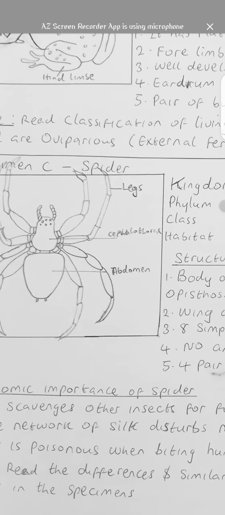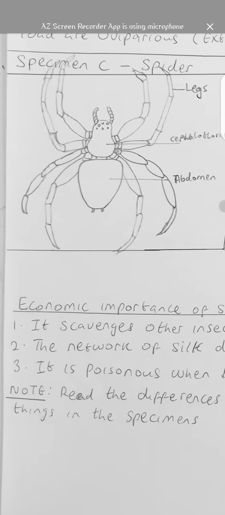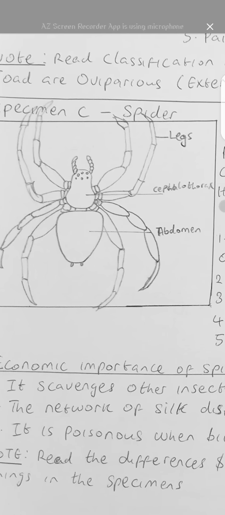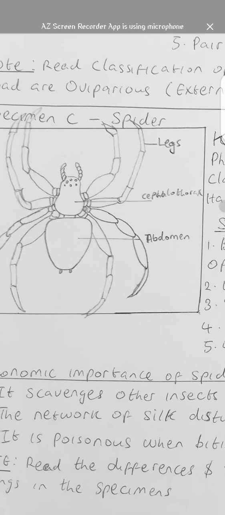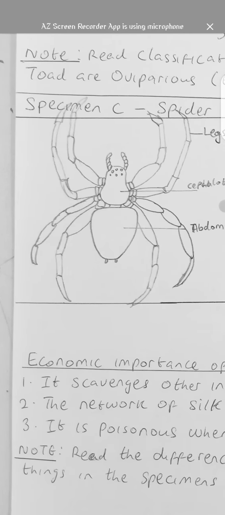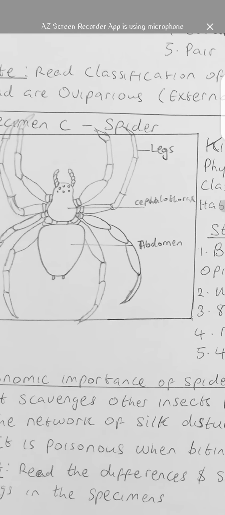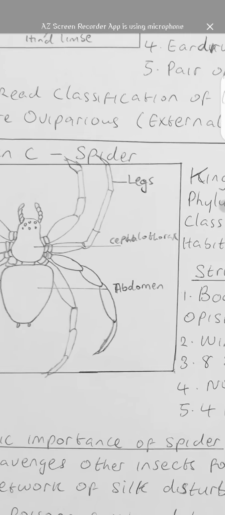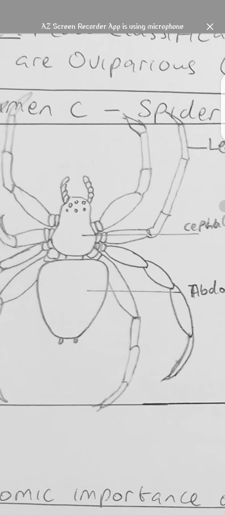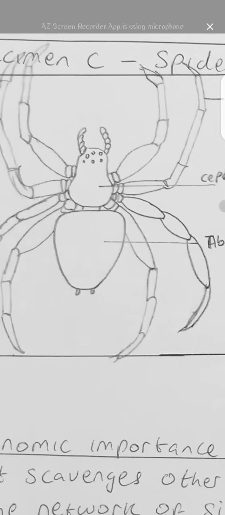Specimen C is spider. So let me zoom it here. So we have the spider. Yes, I know my spider is wonderful. Manage it like that. We have the basic diagrams and the basic labeling. We have legs. I didn't label the eye, you can just put 8 simple eyes. We have the abdomen. The spider is made up of 2 parts, cephalothorax and abdomen. So this is the spider. This is just the diagram in case they ask you to draw it.